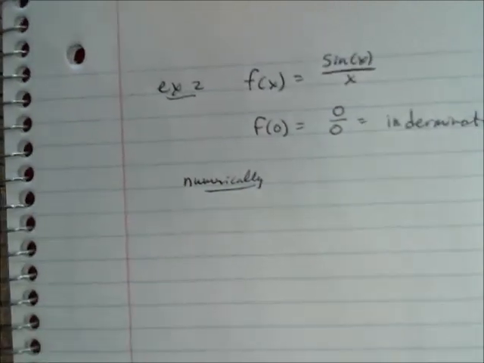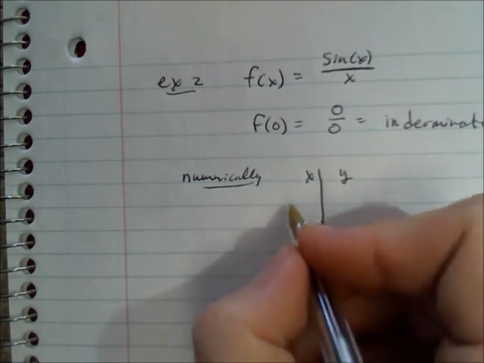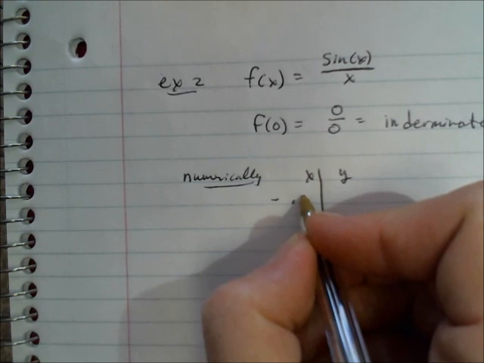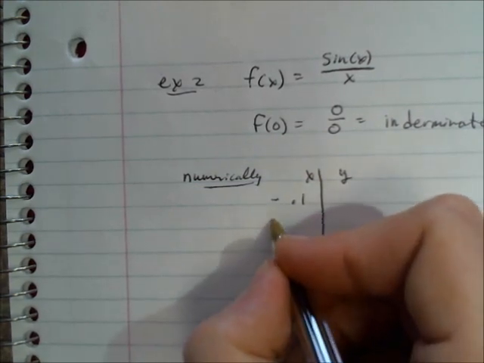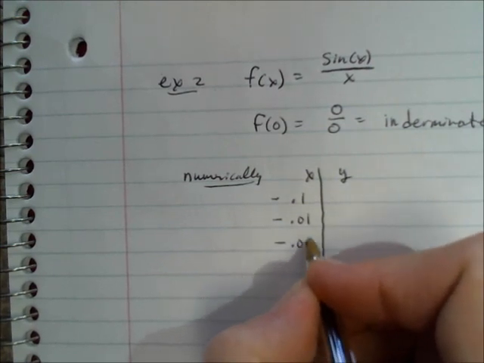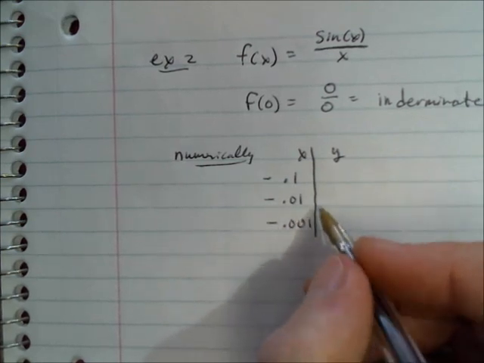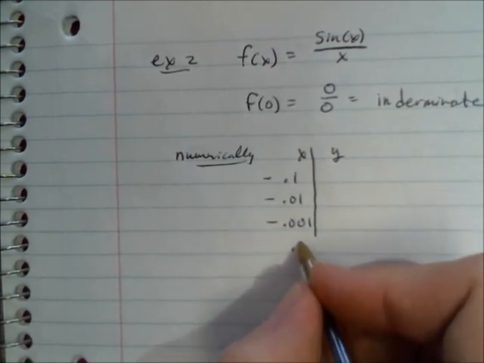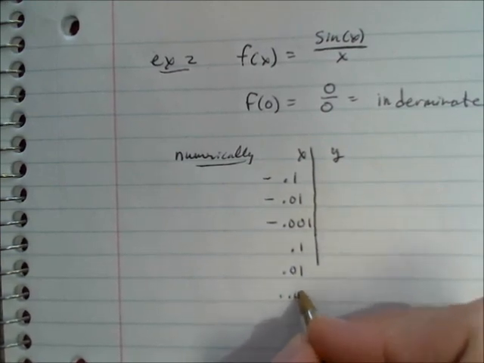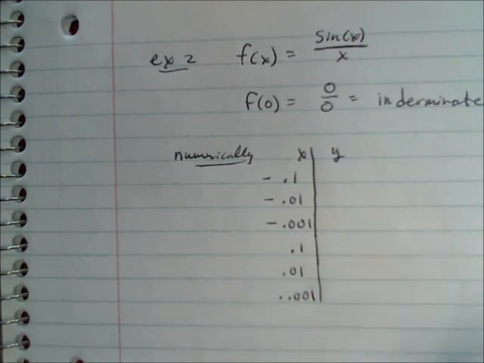So what we're going to do numerically is get some x values that are very close to 0, like negative 0.1, I guess we could start with, negative 0.01, negative 0.001. That's all approaching 0 from numbers that are less than 0. And then from above 0, we could put positive 0.1, positive 0.01, positive 0.001. We're getting closer and closer to 0 with x values that are greater than 0.